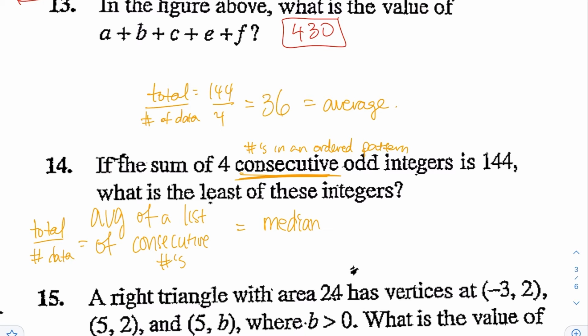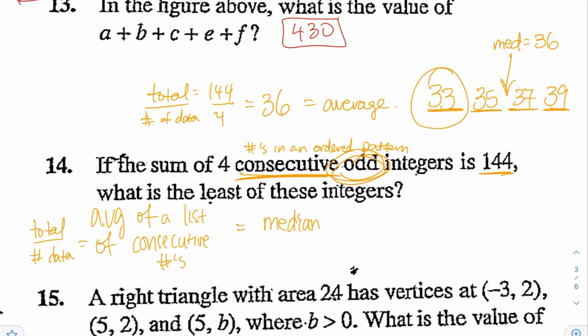Right, so that's where it gets important. Because they're all odd, and you have a list of even consecutive numbers, the median will be in between the 2 odd numbers. So if the median is 36, the two numbers that are adjacent to it will be 35 and 37. And just follow the pattern. You know that this list must be 33, 35, 37, and 39. If you add them up, the answer will give you 144. The least of these numbers will be 33.